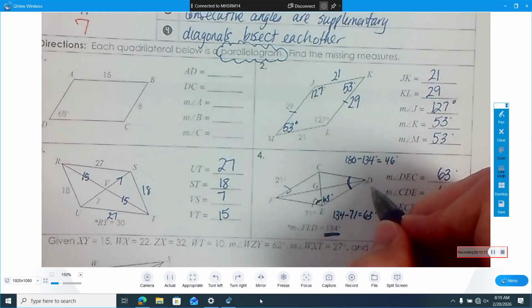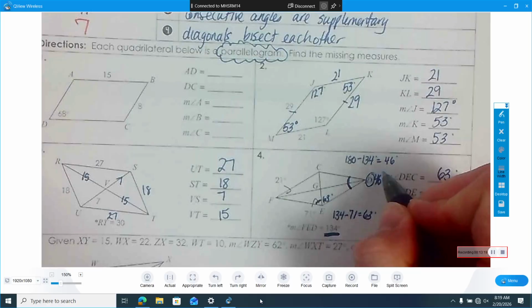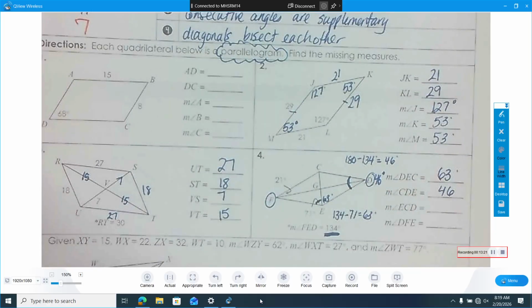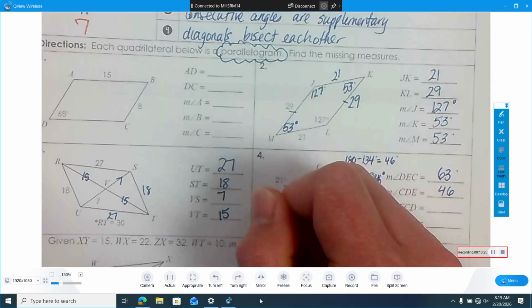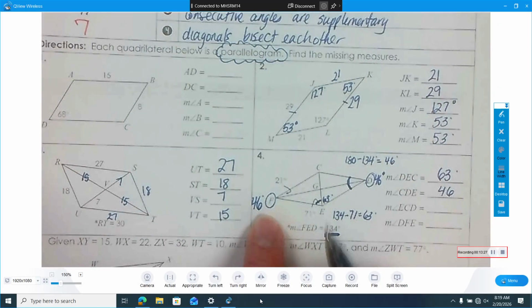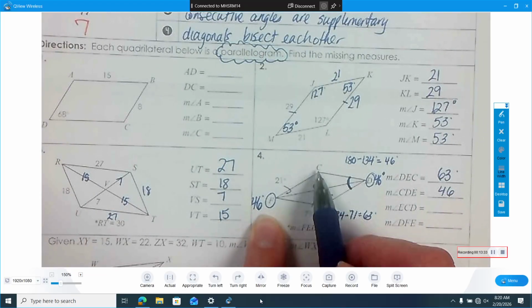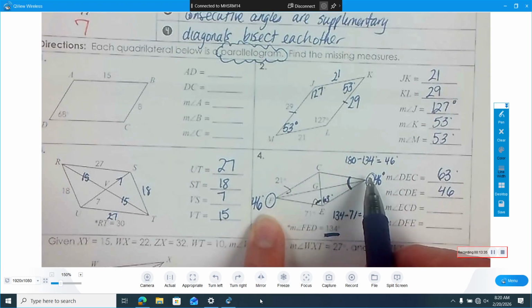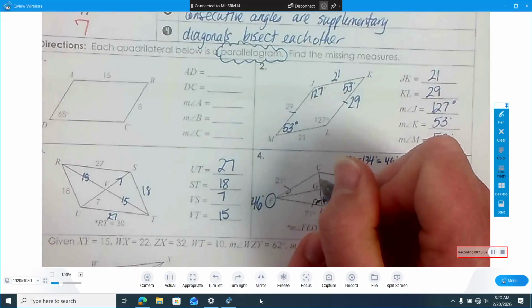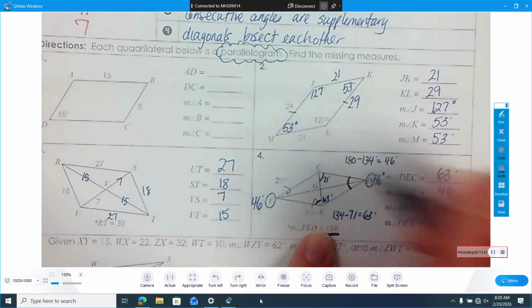All right, so over here, the whole angle D is 46 degrees. What's the whole angle F? Also 46, very good. All right, we know, let's see, we want to find ECD. ECD. Very good. How'd you figure that was 71?